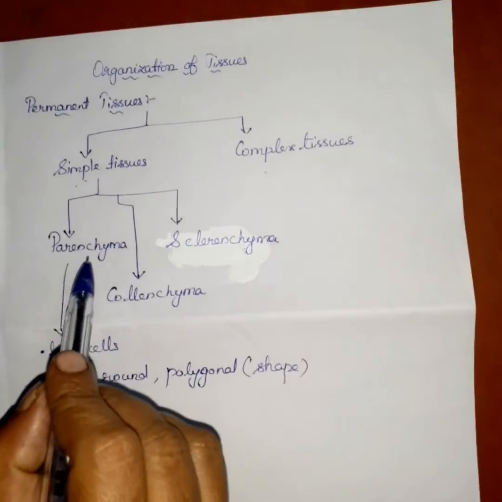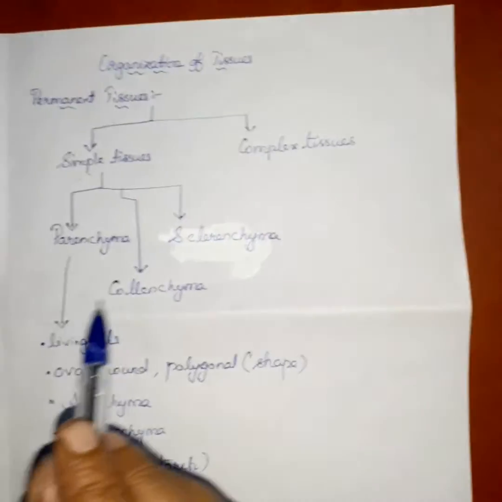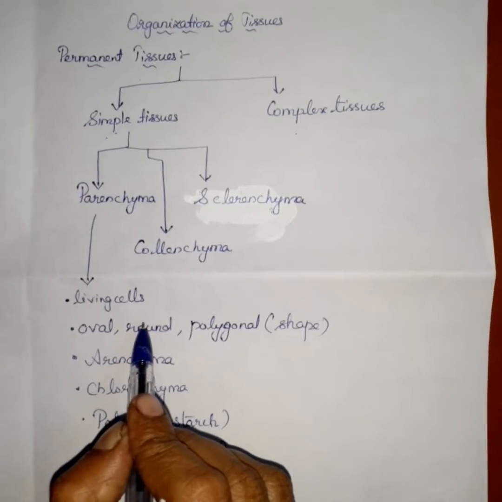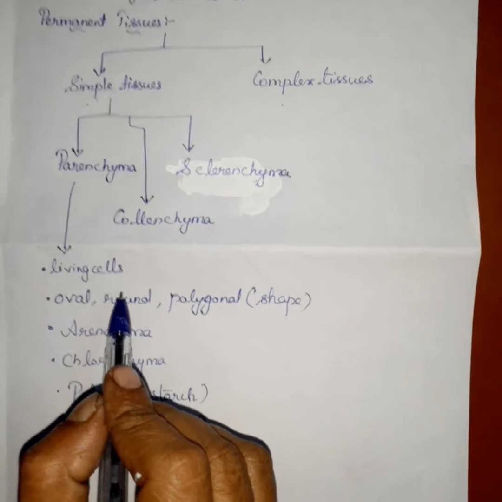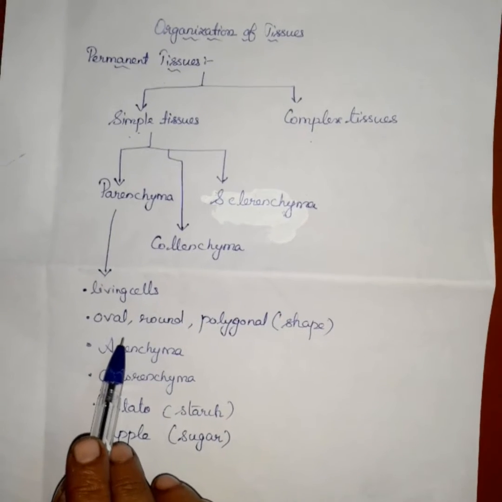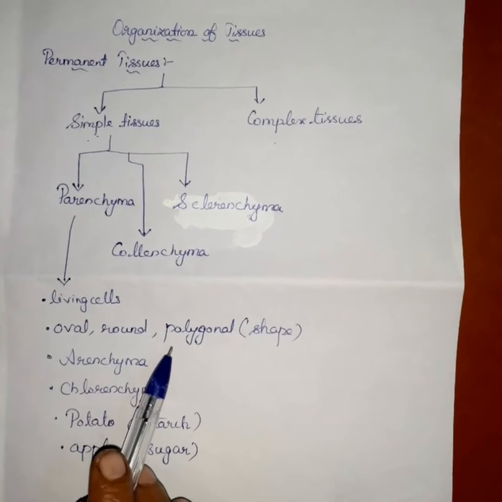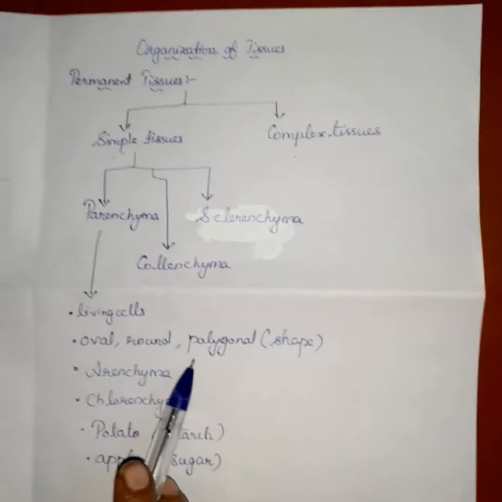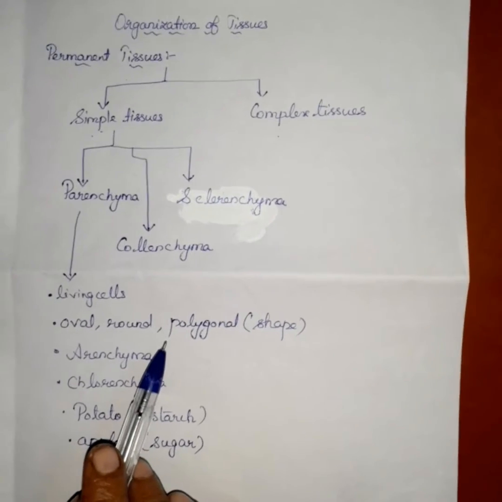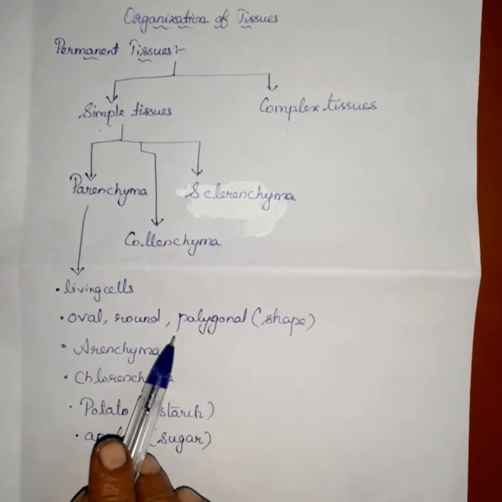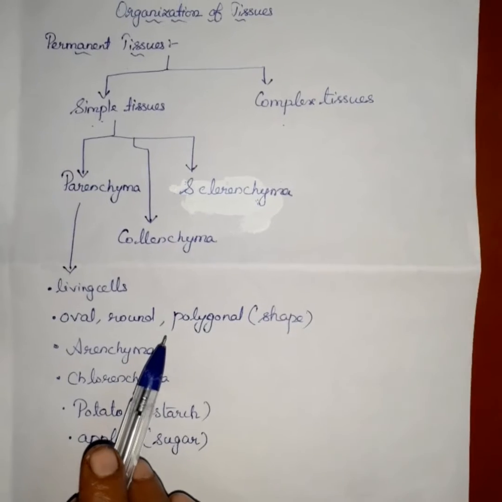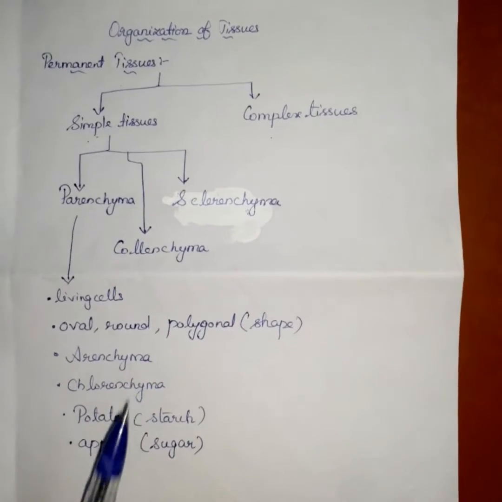First we are going to study the parenchyma. The parenchyma cells are simple living cells. What shape are these cells? Oval, round and polygonal shape. So the parenchyma cells are oval, round and polygonal in shape. It has well developed intercellular space.